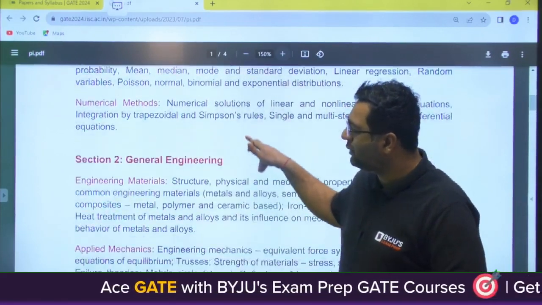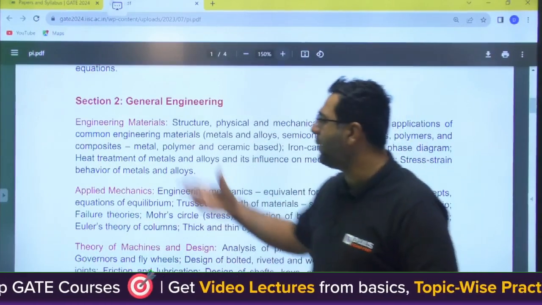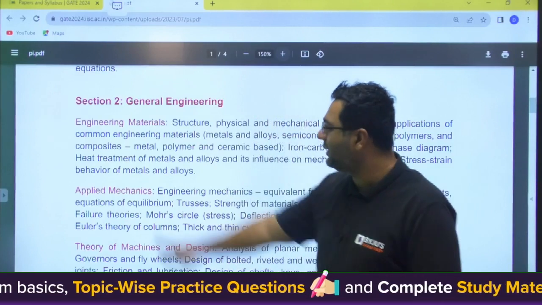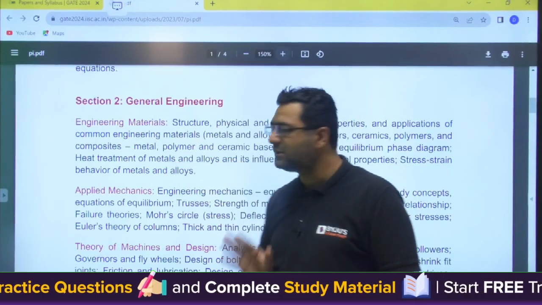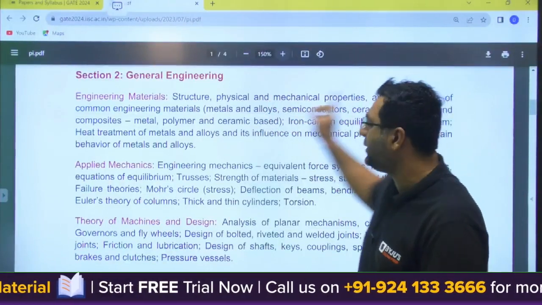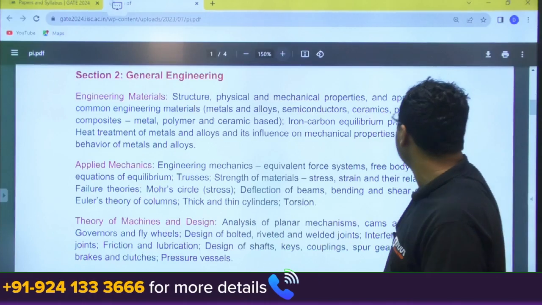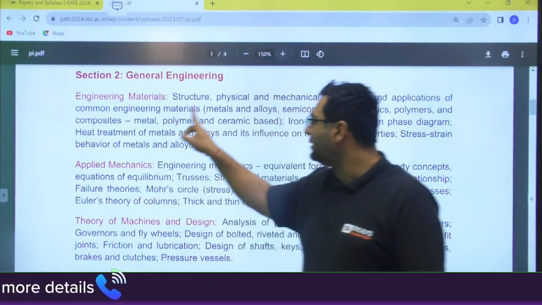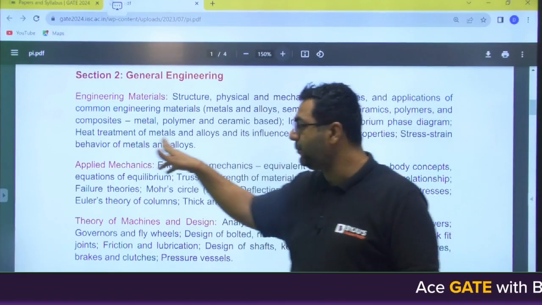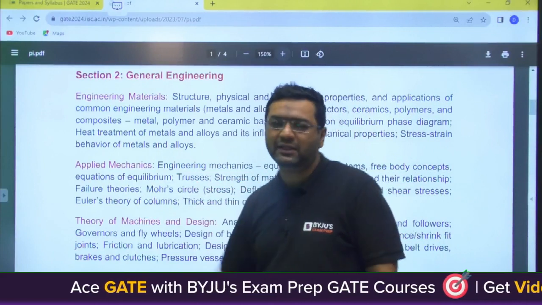Whenever we go to the technical part, in the mechanical paper you have applied mechanics. Here we have general engineering. In general engineering, they have mentioned engineering materials. And if you see the syllabus: structure, physical and mechanical properties and applications of common engineering materials, metals and alloys, semiconductors, ceramic, polymers and composites, metal, polymer and ceramic based, iron carbon equilibrium phase diagram, heat treatment of metal and alloys and its influence on mechanical properties, stress strain behavior of metals and alloys.